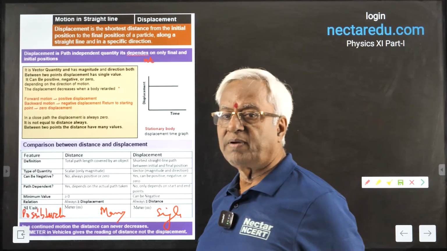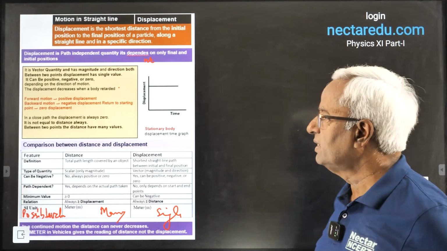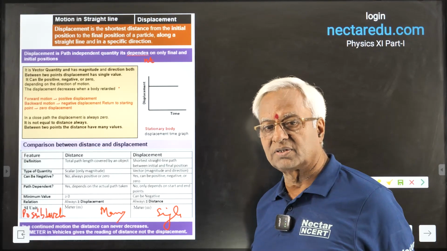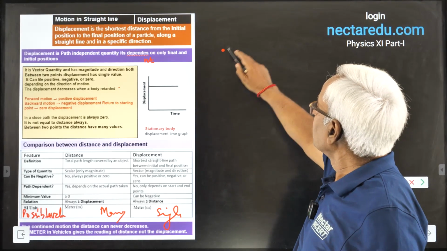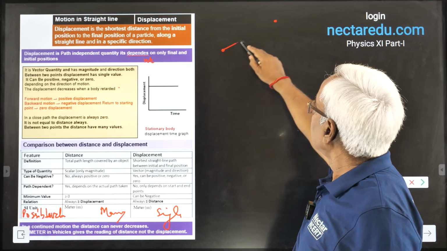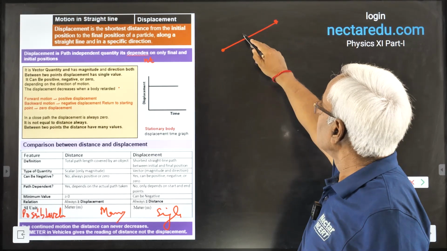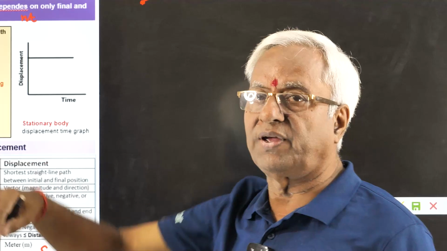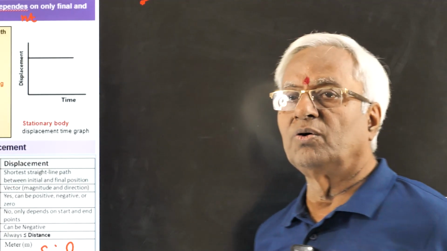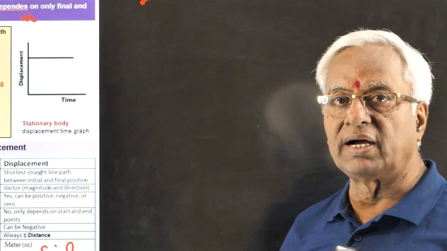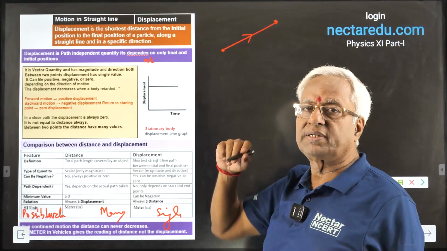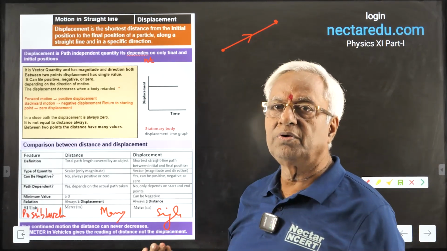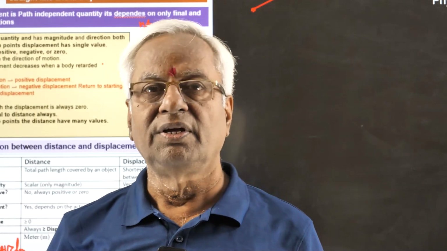Displacement. Displacement is a vector quantity. It has both magnitude and direction. Displacement means a vector from the initial to the final position. It's simply a straight line, a vector starting from the original point to the final point. Displacement can be positive, it can be negative, it can be zero because it is a vector.